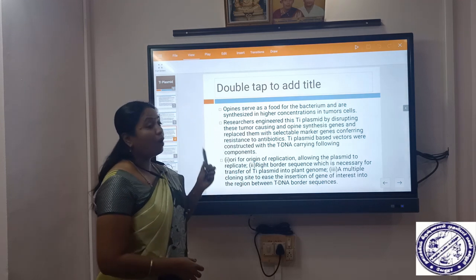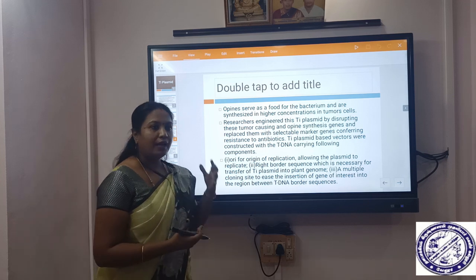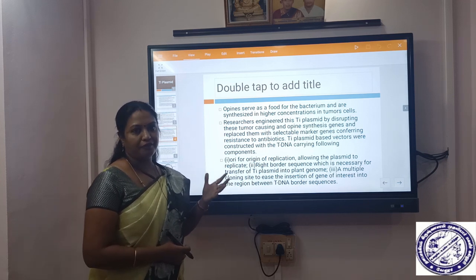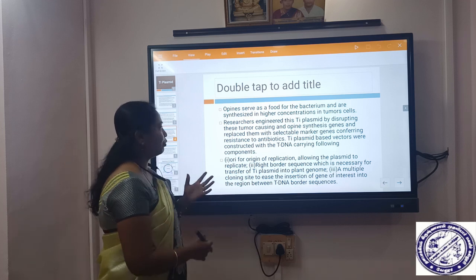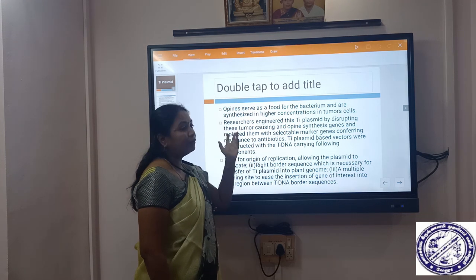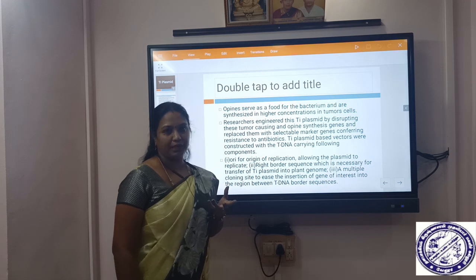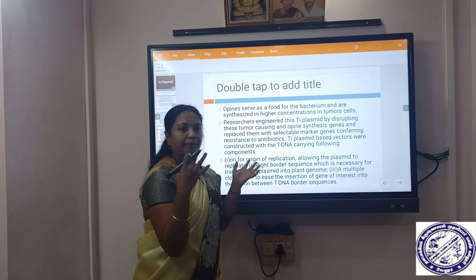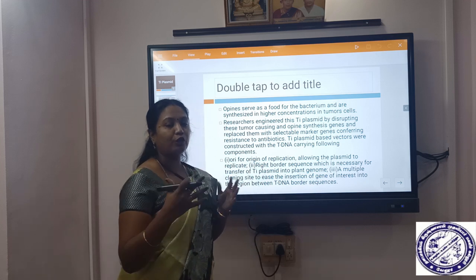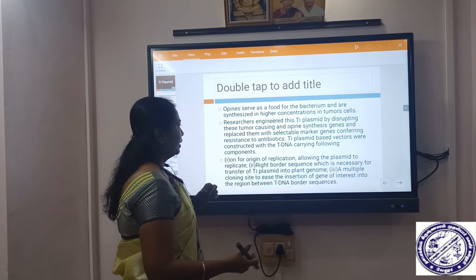And what the researchers have done is they wanted to use this quality of the TI plasmid for genetic engineering purposes. So they made some changes in the TI plasmid, and genetically converted it into a vector for transferring genes.